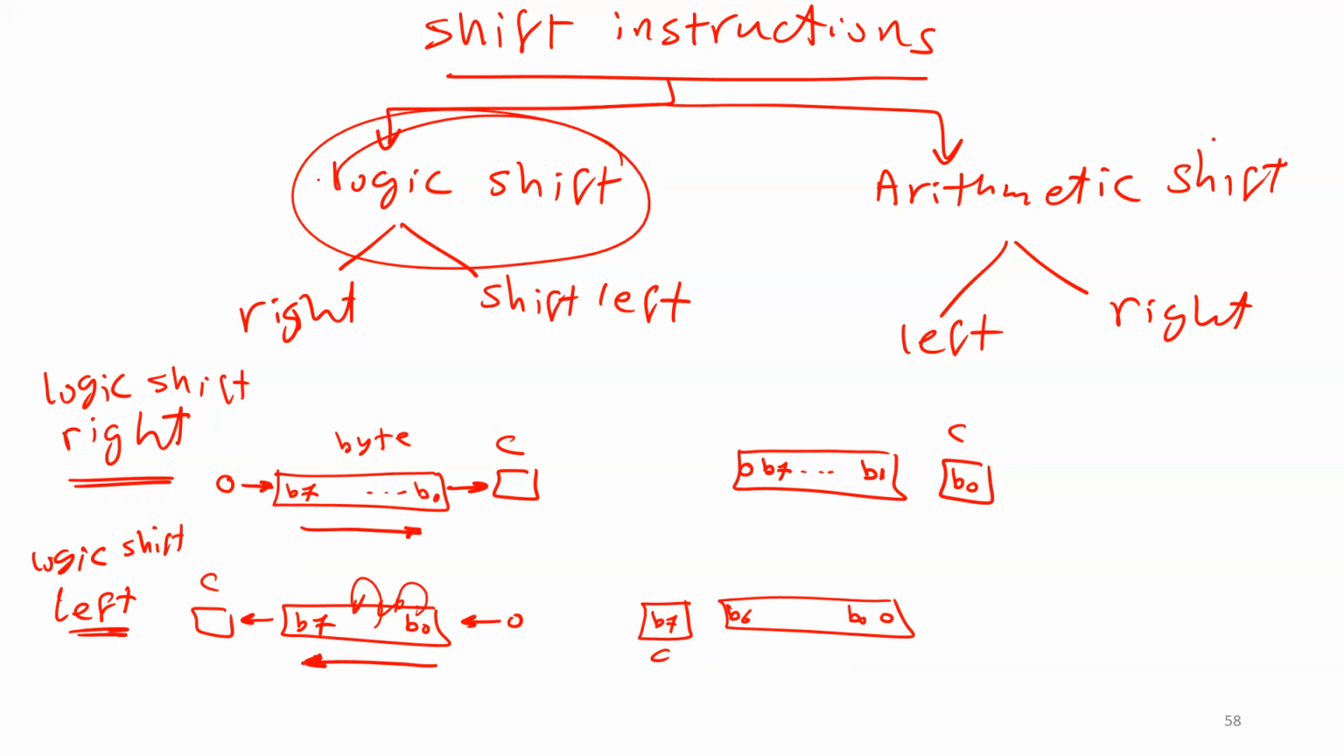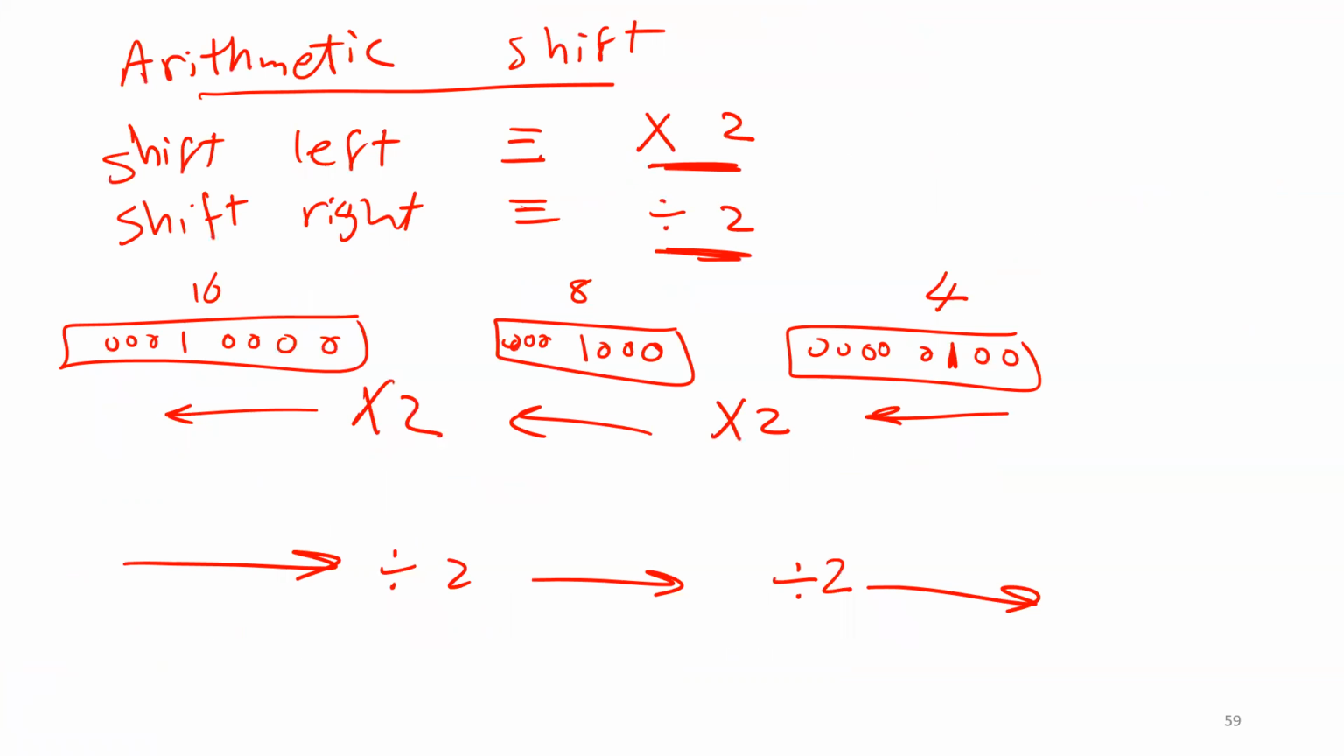Now we have another type of shift. We call it arithmetic shift. And why is it called arithmetic? Because, as I'm going to tell you right now, shift can be used for multiplication. If you shift left, actually you multiply by 2. If you shift right, actually you divide by 2. Let me give you an example. You may wonder how this can multiply and divide by 2. I'm going to tell you.